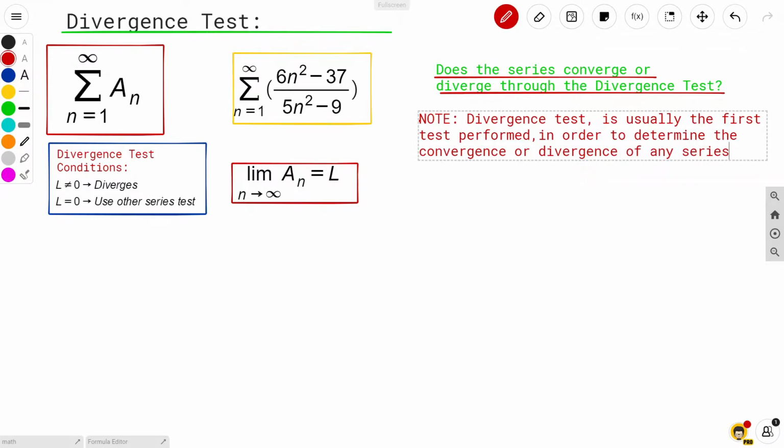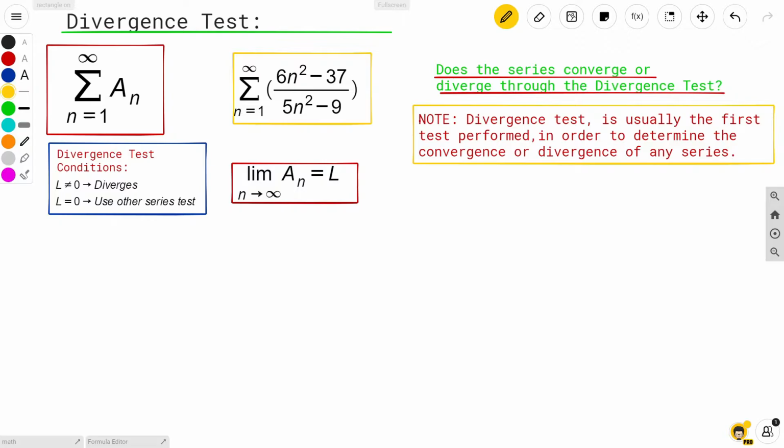And why is that? That's because the divergence test is usually the fastest test. Because if you can test a divergence right away, then you don't need to do any other series tests. Note this will not always be the case, but whenever you look at a series, the first test you should always try is the divergence test.